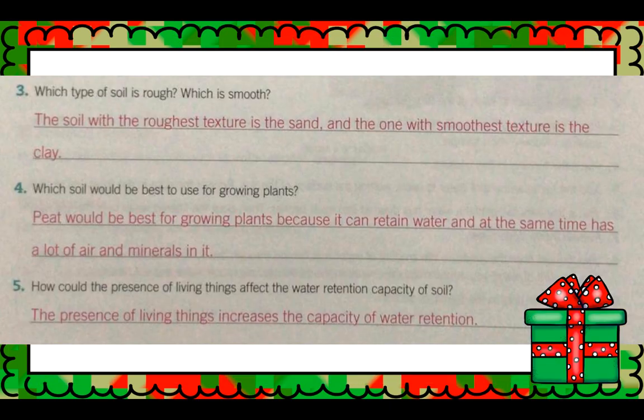Which type of soil is rough? Which is smooth? The soil with the roughest texture is the sand, and the one with the smoothest texture is the clay. Which soil would be best to use for growing plants? Peat would be best for growing plants because it can retain water and at the same time has a lot of air and minerals in it.